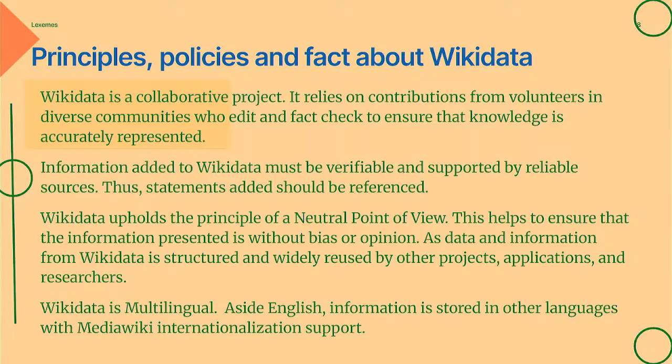So now, that's where we go for research. That is where we go for what? Research. So anything concerning Wikipedia, all the projects need what? Research. Before you write anything on Wikipedia, you have to go for that research. That's what this section is talking about. Every information that you are given, make sure that it's reliable. Now, the second line says, Wikidata upholds the principle of a neutral point of view. This helps to ensure that the information presented is without bias or opinion, as data and information from Wikidata is structured and widely used by other projects, applications, and researchers. So everything needs what? Research. Before you write an item about someone, you have to go for research.